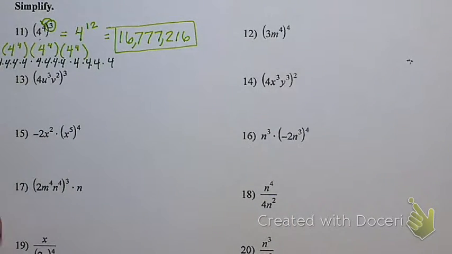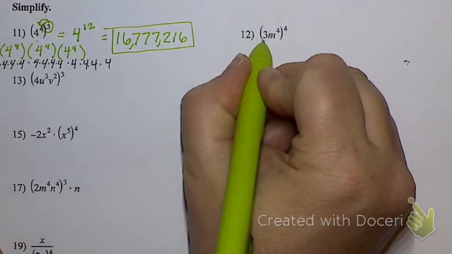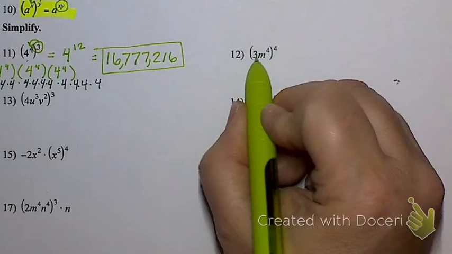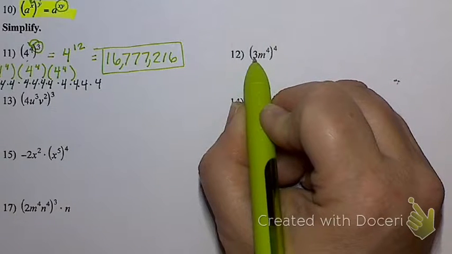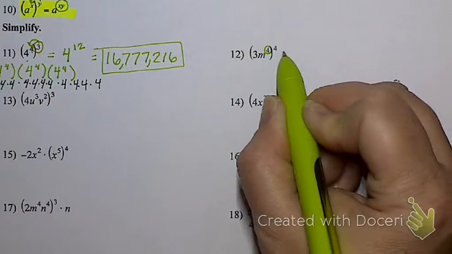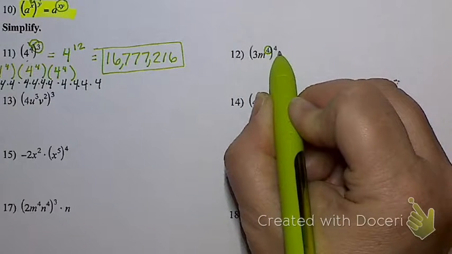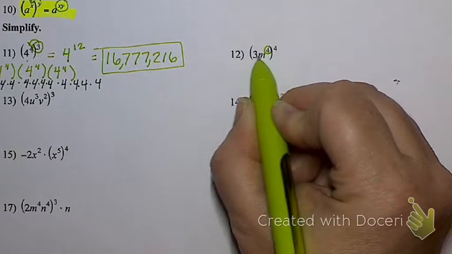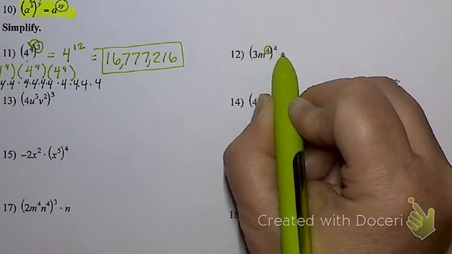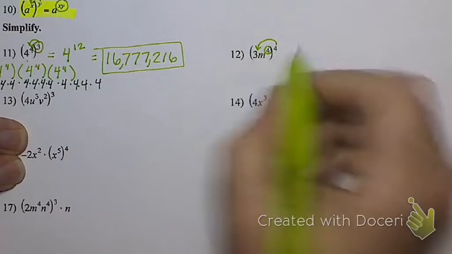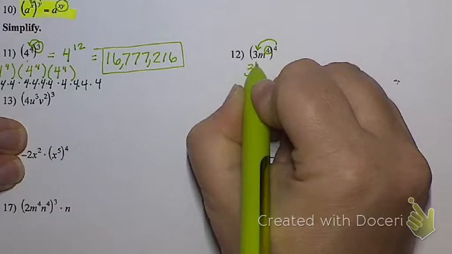So let's look at the next one. This one is a little bit different because if we're talking about the bases that we were confused about earlier, look very carefully at this 3. This 3 is not part of the base for this 4, but it is a part of the base for the outside 4. Why? Because it's in parentheses. It's not in parentheses with the m for this 4, but it is for this one. So here's what's going to happen. I have to take this exponent and I have to put it on the 3. That gives me 3 to the 4th.